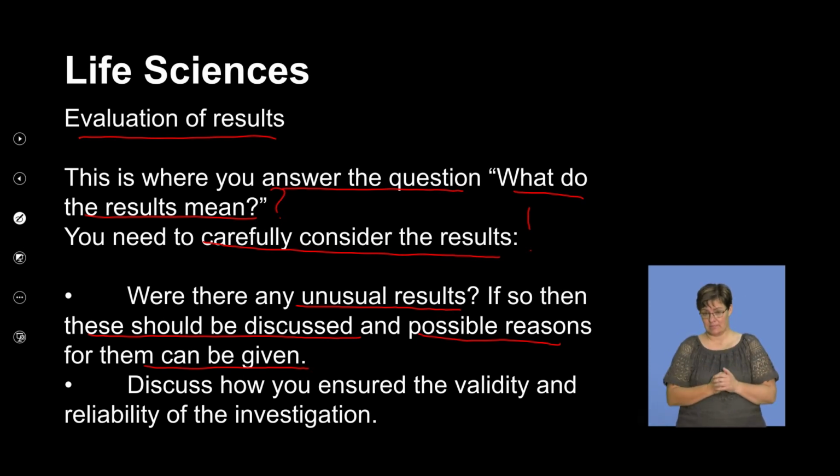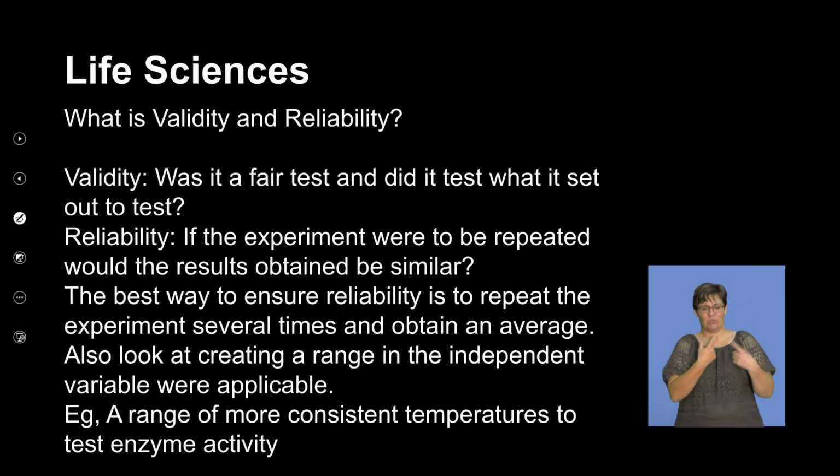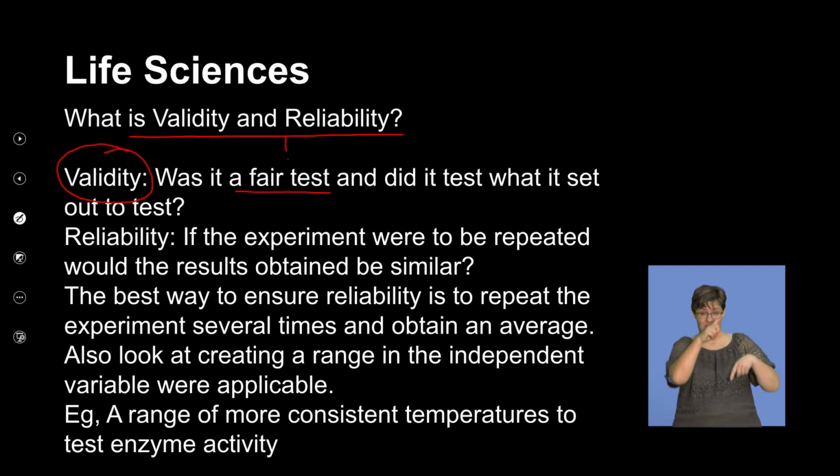You need to also discuss and ensure that the validity and reliability of your investigation has been looked at. So if we go back to looking at our results, we must be able to evaluate them so that we create a bigger picture of exactly what was done. Let's review validity and reliability. So what is validity? Remember, we spoke about a fair test, and a fair test means that you have ensured that you've manipulated the independent variable, that you've kept your control variables controlled, and that you've been able to measure the dependent variable accurately.